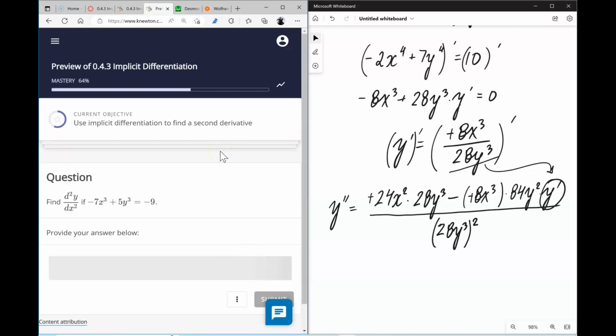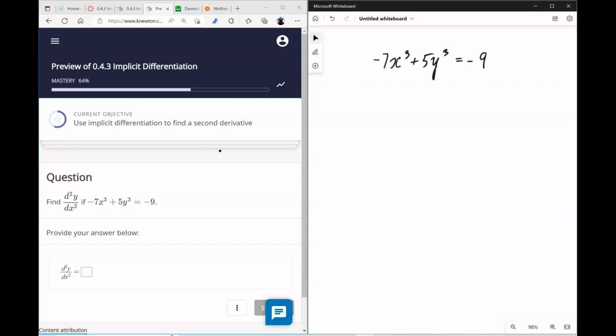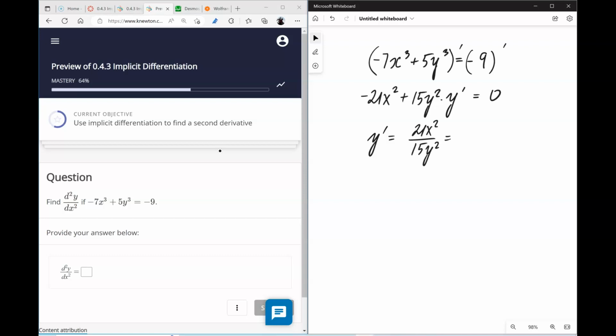So let's not get distracted by this, and let's continue. So differentiating both sides, we have negative 21x squared plus 15y squared y prime equals 0. Y prime is equal to 21x squared divided by 15y squared. Then reducing it by 3, 7x squared divided by 5y squared.